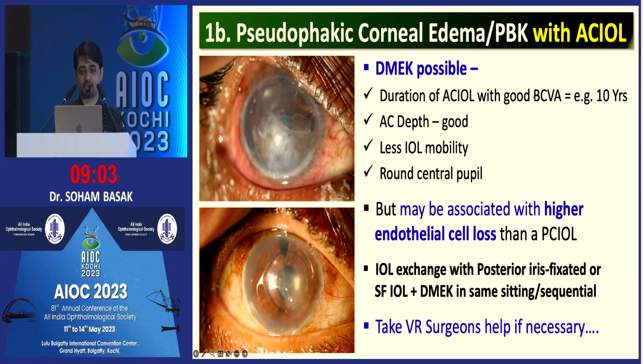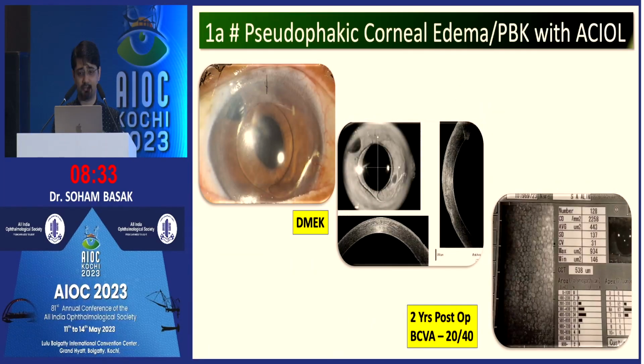In cases with ACIOL, DMEK is possible as long as good anterior chamber depth and ACIOL stability is maintained. Say for someone who has had good vision for 10-15 years and then went on to develop a corneal decompensation later on. However, these are cases which tend to fail earlier, and so in these situations, it might be better to do an IOL exchange initially and then do DMEK at a later stage. Can be a scleral fixated or an iris claw lens.